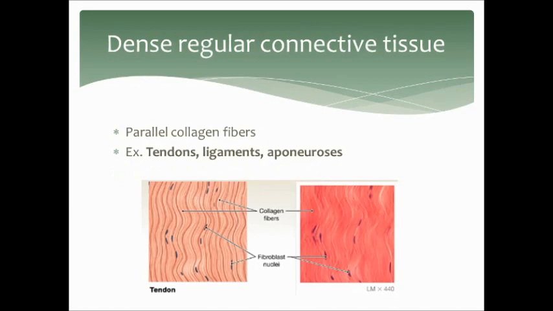Dense regular connective tissue is called that because they are regularly arranged. The fibers are arranged in parallel to one another. Some good examples of structures that have this dense regular connective tissue are tendons, ligaments, and aponeuroses. And we've already talked about tendons and ligaments, but aponeuroses are these tendinous sheets that attach these broad, flat muscles to bone. One good example is your Achilles tendon. Although it's called the tendon, it's actually an aponeurosis because it's quite large and flat, as is the muscle that it's attaching to the bone.